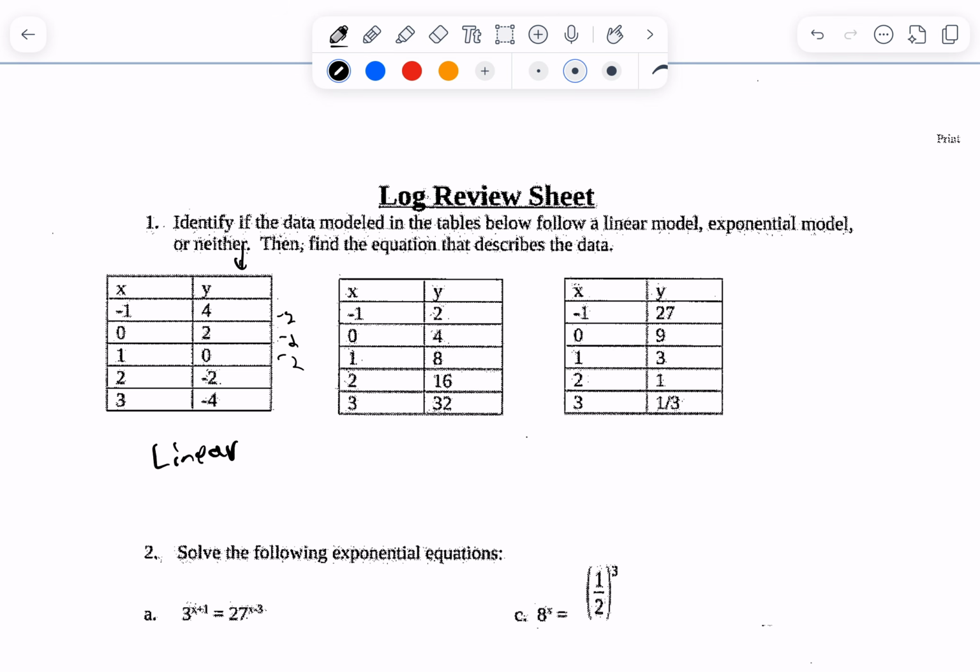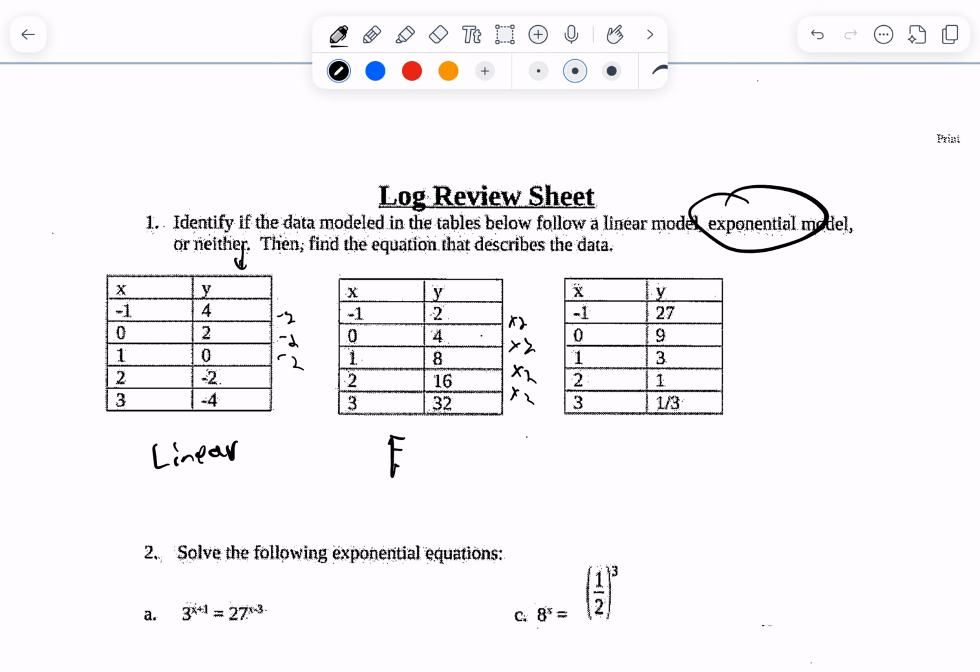But an exponential model is when it multiplies or divides. So you see here, 2 times 2 is 4. 4 times 2 is 8. 8 times 2 is 16. And 16 times 2 is 32. Basically, also meaning 2 to the power of 2 is 4, 2 to the power of 3 is 8, 2 to the power of 4 is 16. And that's an exponent. So that's why it's called exponential model.